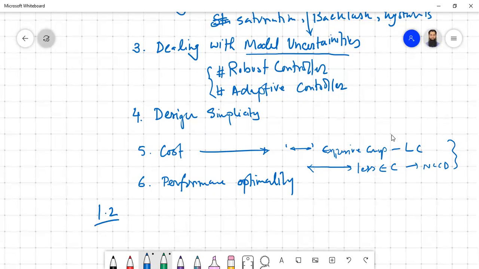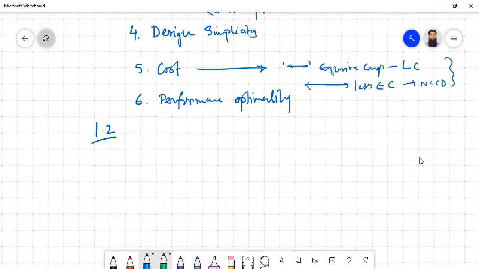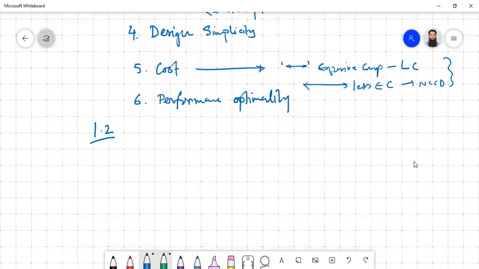Article 1.1, which we discussed up to now, tried to answer the question of why we are going for nonlinear control systems. Now this one is 1.2, nonlinear system behavior. So what nonlinear system behaviors do we have? As we said, we need at least one nonlinear component, so we have to understand and realize the types of nonlinearity.